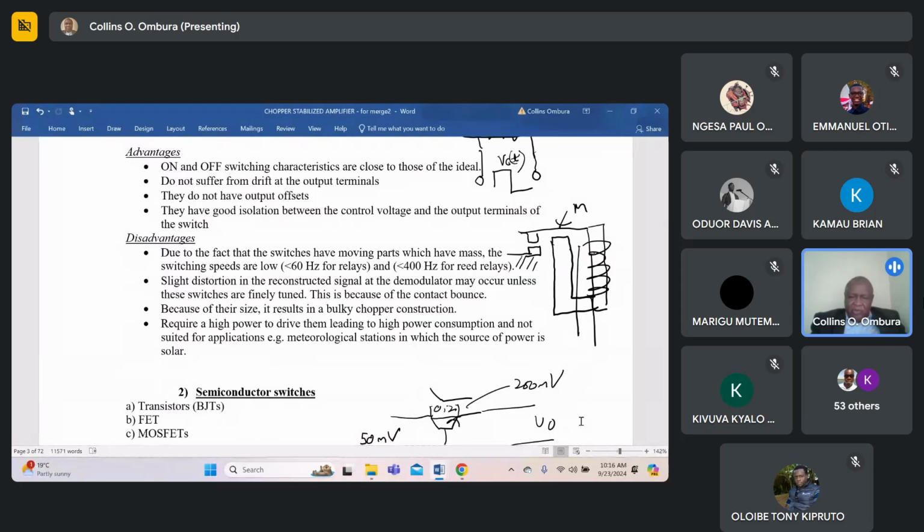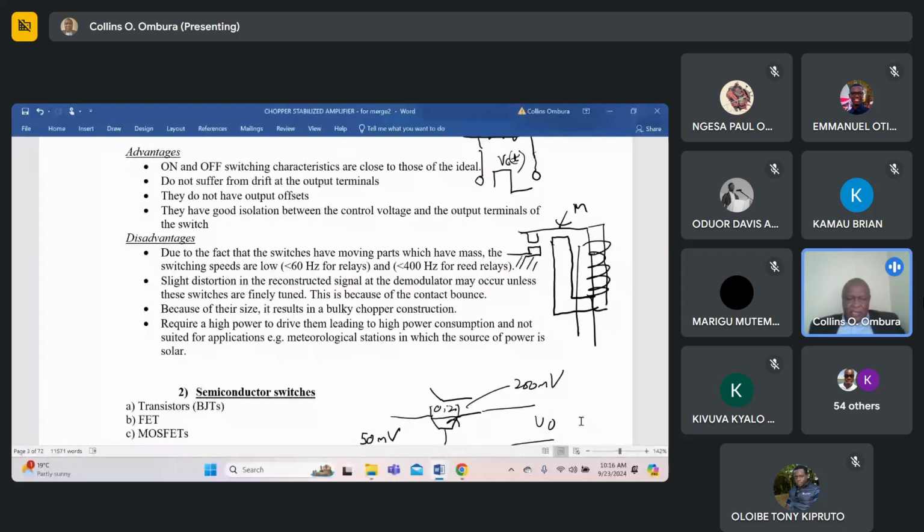So the chopping performs modulation. The chopping performs frequency translation. Frequency translation is necessary because we want the information signal frequency to be well above the drift voltage frequencies. The drift voltage frequencies are very low. That way, when we recover the signal at the end of the chopper stabilized amplifier, we'll be able to discriminate between the drift voltages and our information signal. But we'll reach there later on. So let's continue.